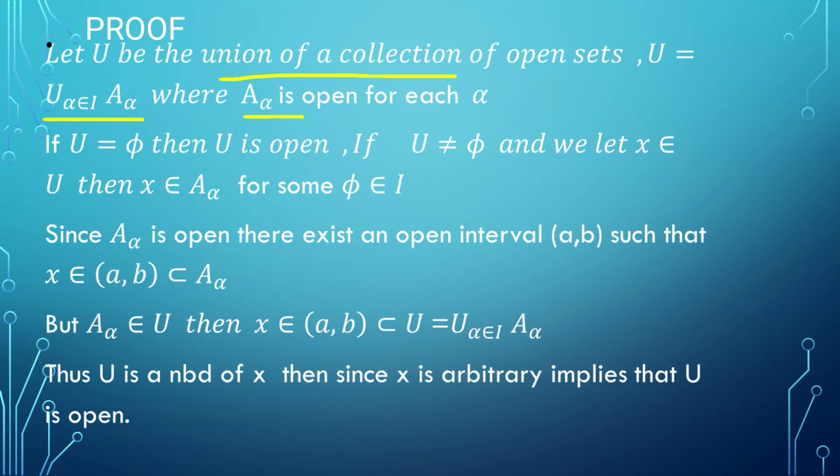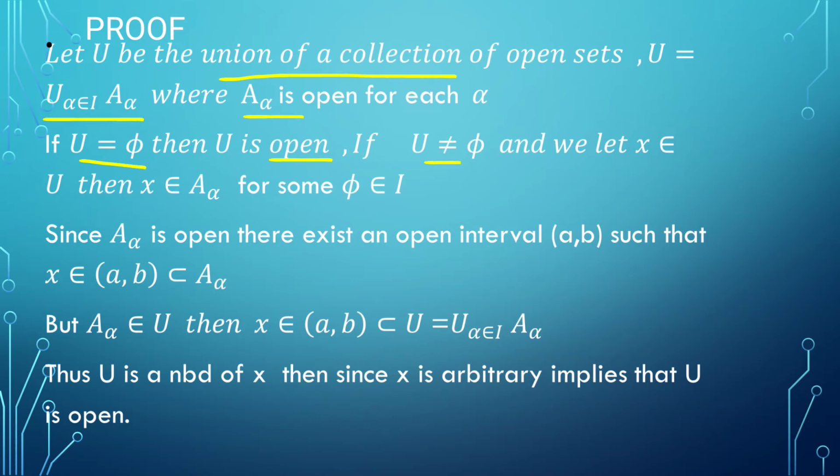Obviously, it will be trivial if we say U is the empty set. That means the union of empty sets will automatically be open, because every point will be in the neighborhood of each other.